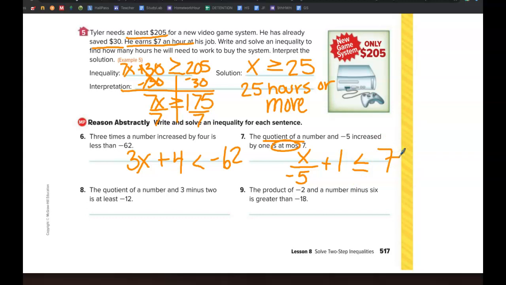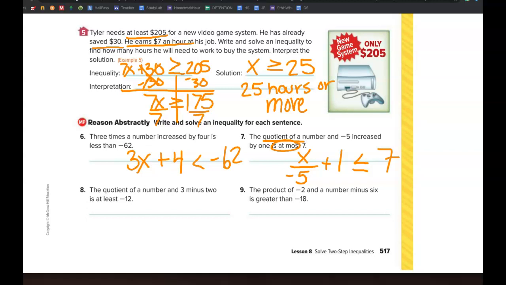So if you saw the word difference, what operation does difference mean? Subtract. What operation does sum mean? Addition. What does product mean? Multiplication. And what does quotient mean? Division. Good. Try 8 and 9. Stand when you're done.